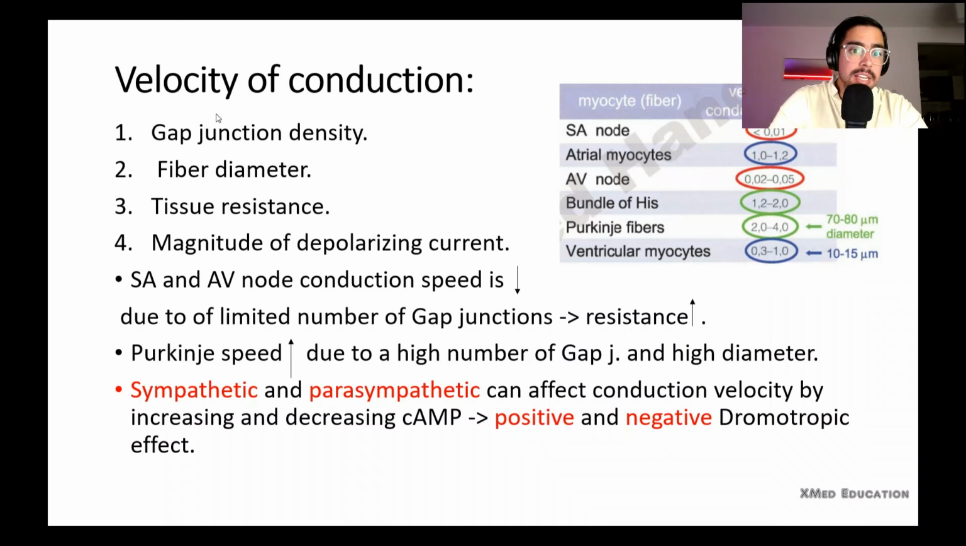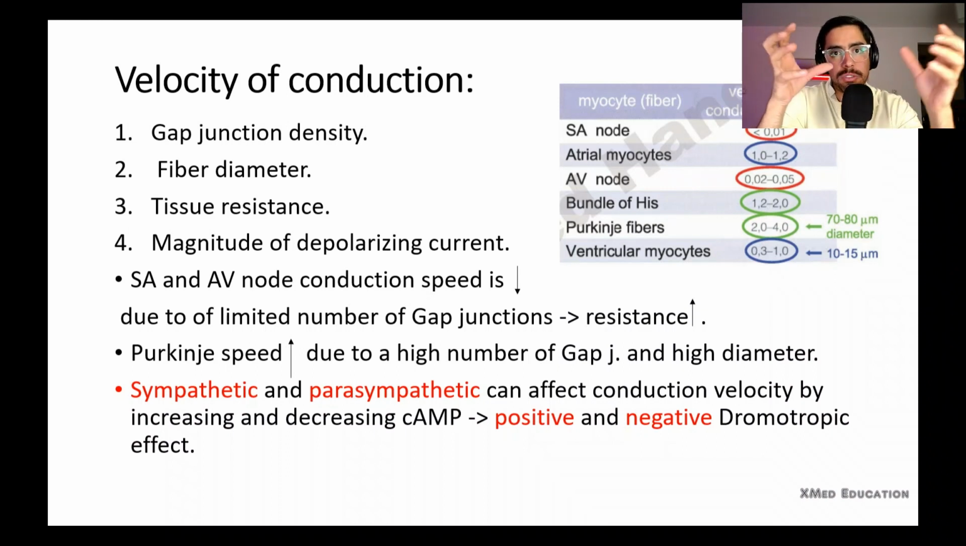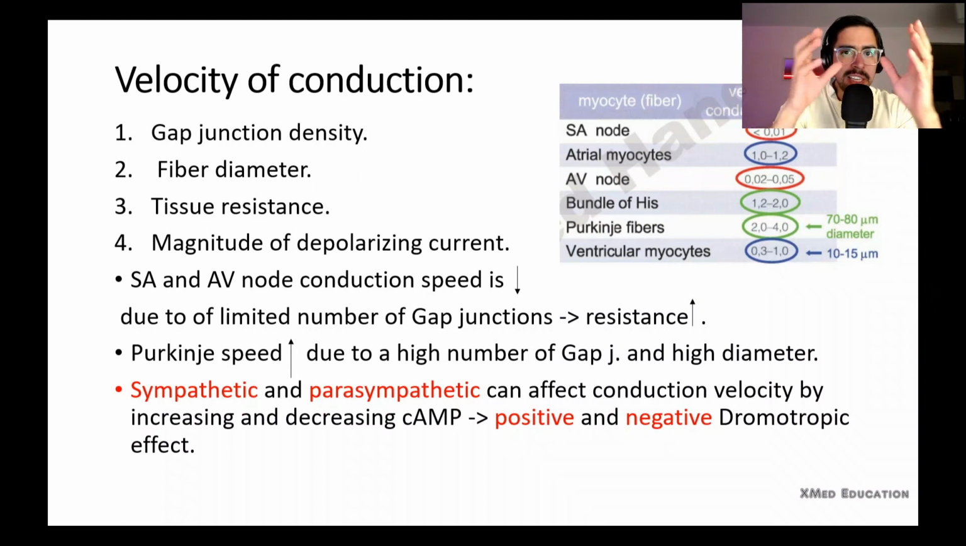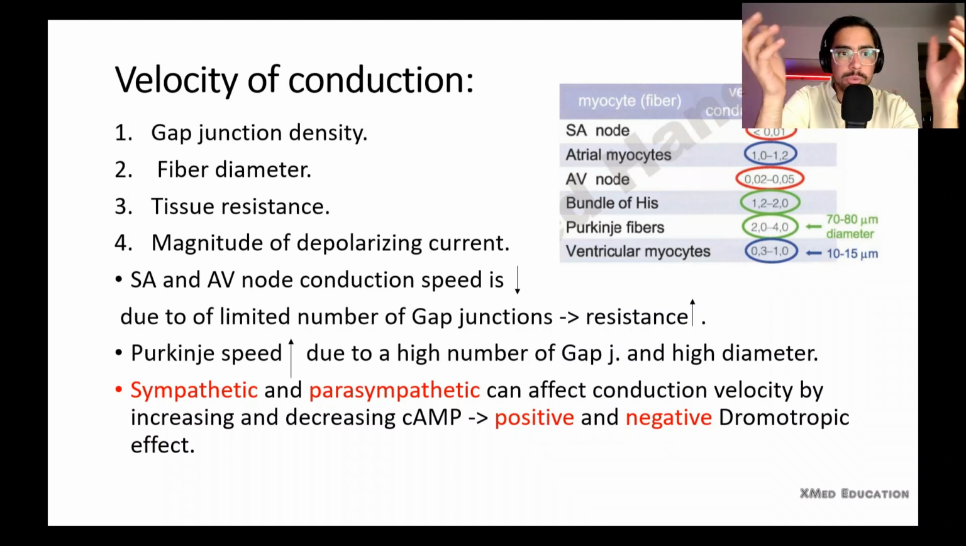For example, the gap junction density. In the place that we want to talk about, we have to know what the density is, how many gap junctions are between the cells. That's really important. Just imagine that you want to pass through a pathway and there are some security stops. If there is only one security stop, you have to wait more. If there are 10 security stops in one row, you don't need to wait that much.